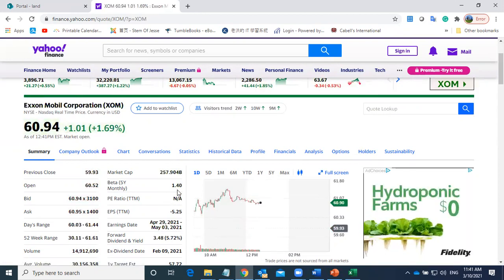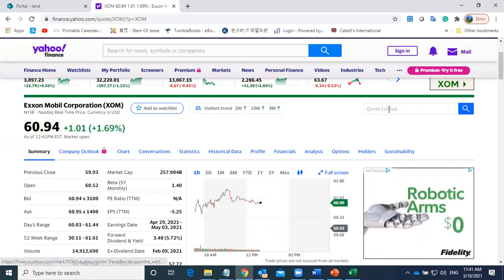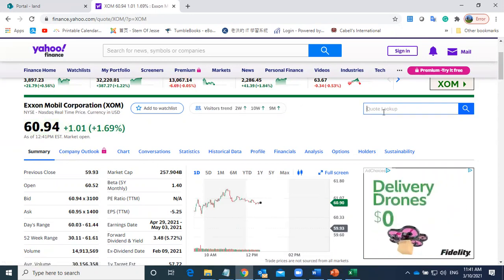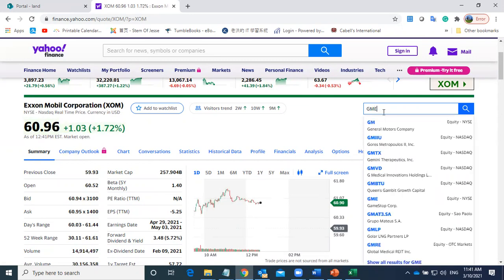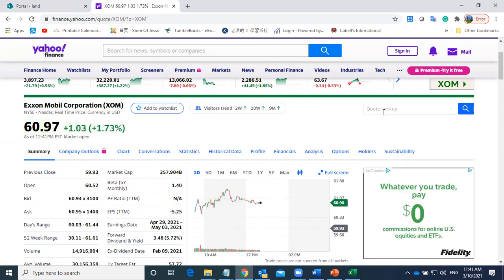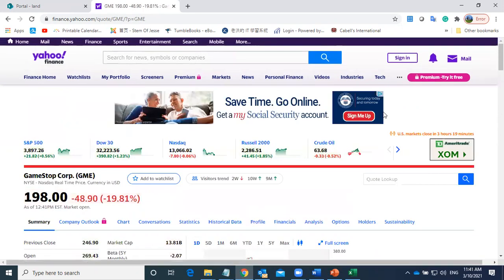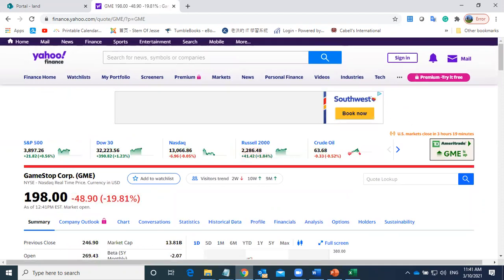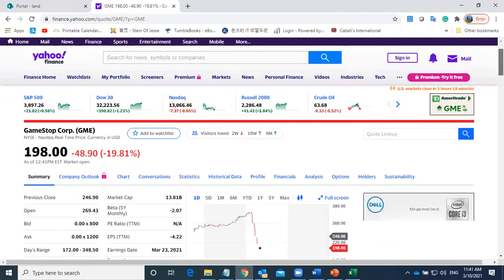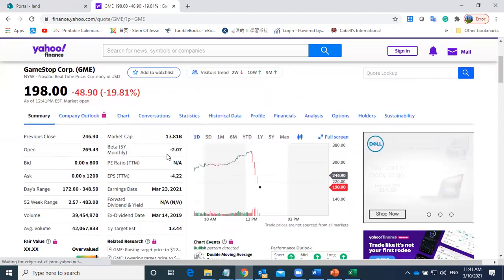ExxonMobil 1.4. And let's say PME. That beta is negative 2.07. So what that means is when the market goes up, they go down, right?